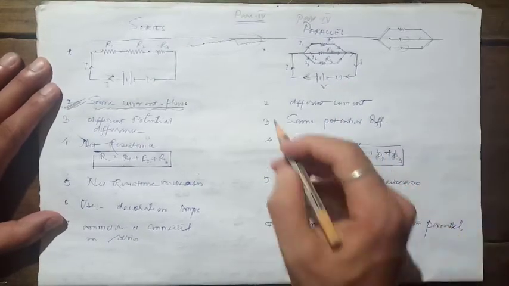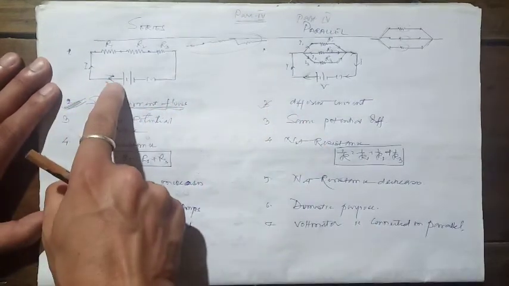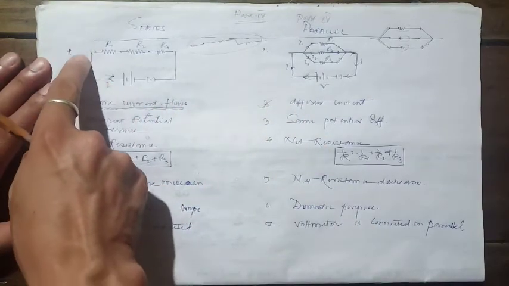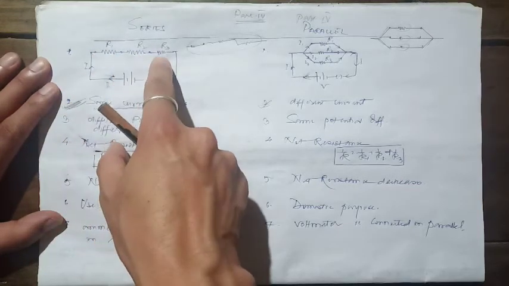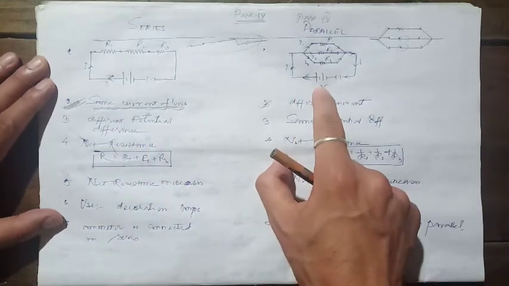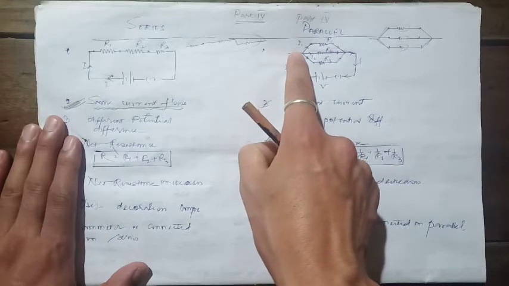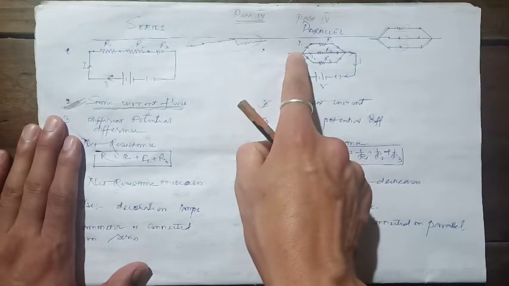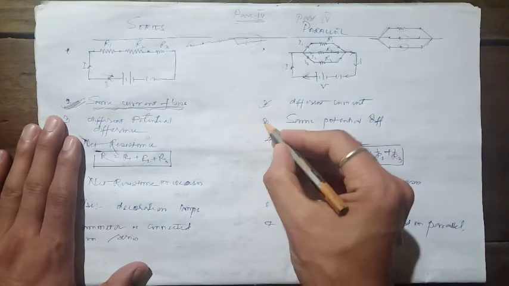Now students, just compare the series and parallel connections. In series, the battery released the current I. The current I is flowing through R1, the same current I is flowing through R2, and the same current I is flowing through R3. But in the case of a parallel connection, the battery released current I, and at this point the current got divided into three different arms, I1, I2, I3. That's what we mean by this line.